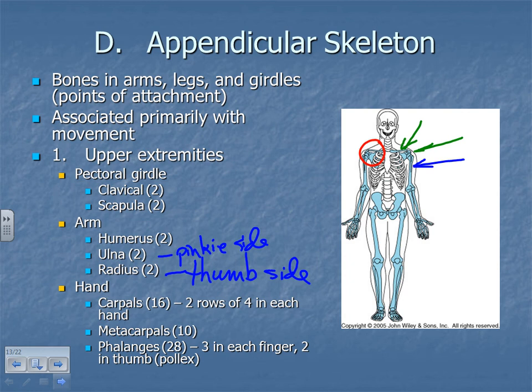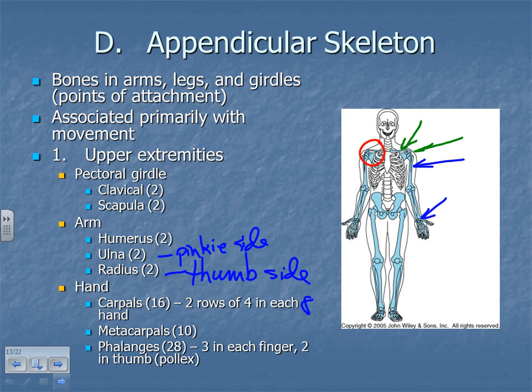Then we get down to the hand. The hand has tons of bones. Okay, especially because you figure how many we've got in each one and then double that. So these are the total numbers. 2 rows of 4 in each hand. So in each hand we've got 8 wrist bones.